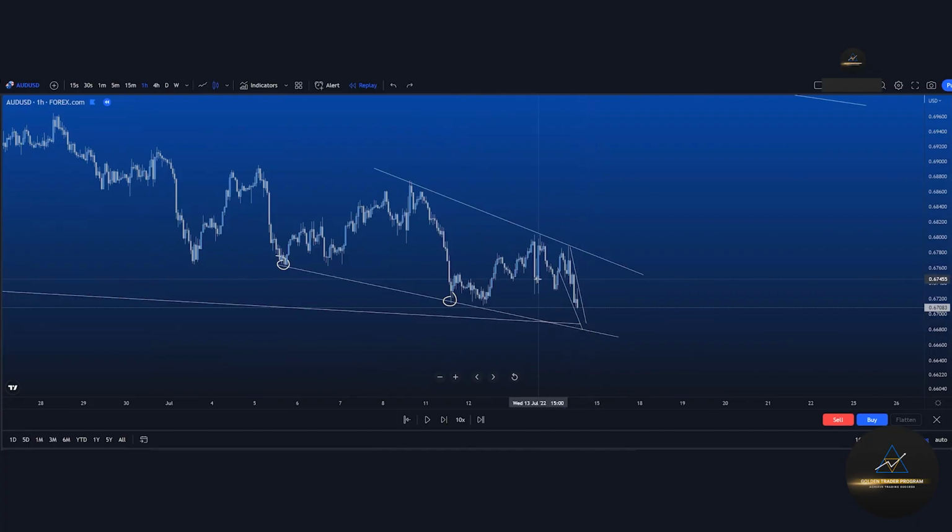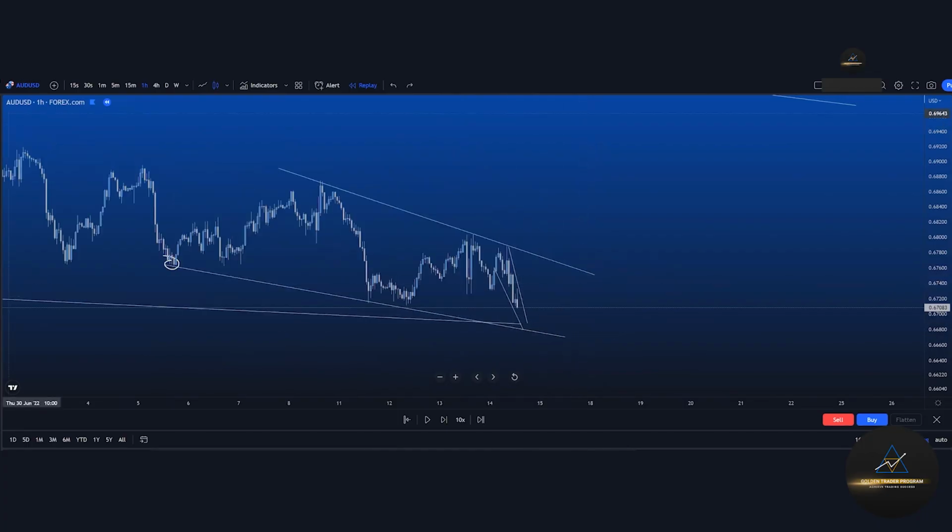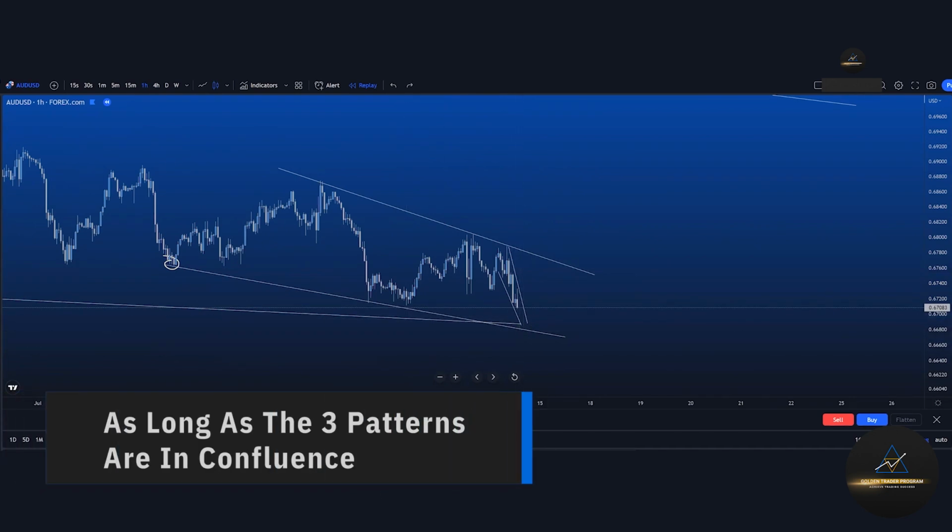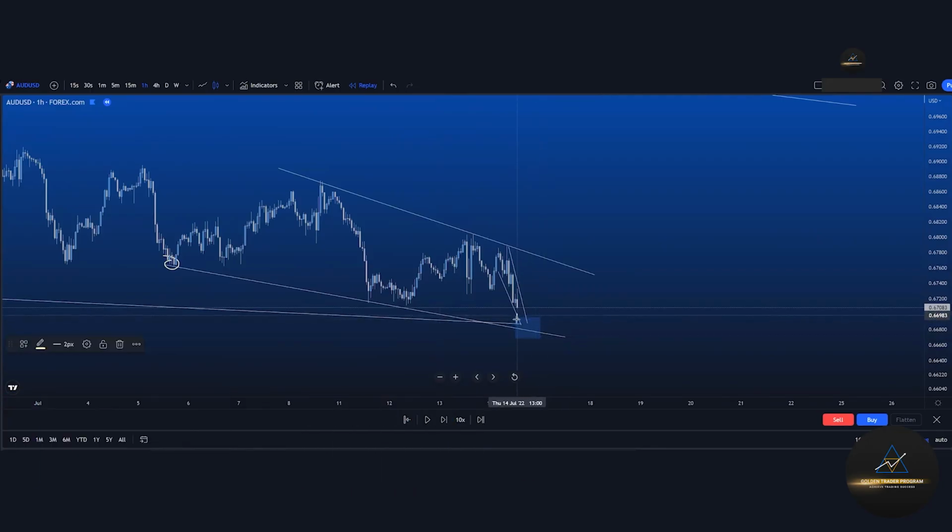If we update this current pattern here, we've got more or less, there we go. So we're really just looking for a point of interest, approximately around here. Honestly, that's all we're doing. As long as the three patterns are in confluence with each other, this is a three aces. It can reverse from here, that's fine. From here is fine. Even from here is fine. Anywhere within this point of interest.